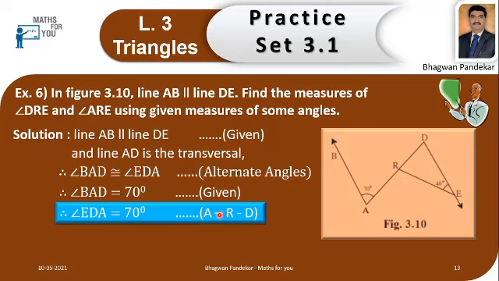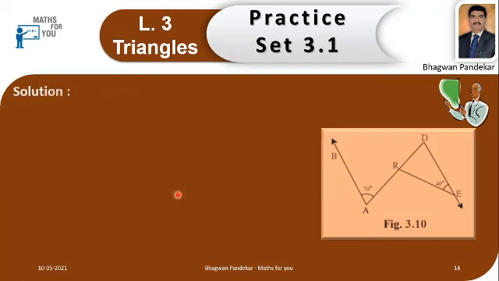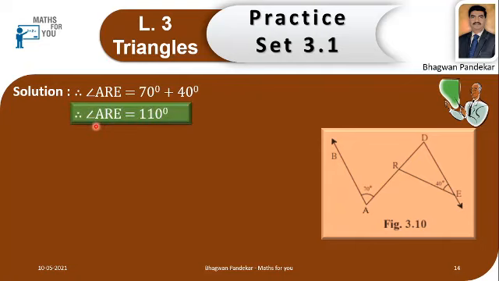Reason is A-R-D, that is points A, R and D are collinear points. Therefore angle ARE is an exterior angle of triangle RDE. Therefore angle ARE is equal to angle EDR plus angle DER. Reason is theorem of remote interior angles of a triangle. Therefore, angle ARE is equal to 70 degree plus 40 degree. Addition of this is 110 degree. So therefore, angle ARE is equal to 110 degree.